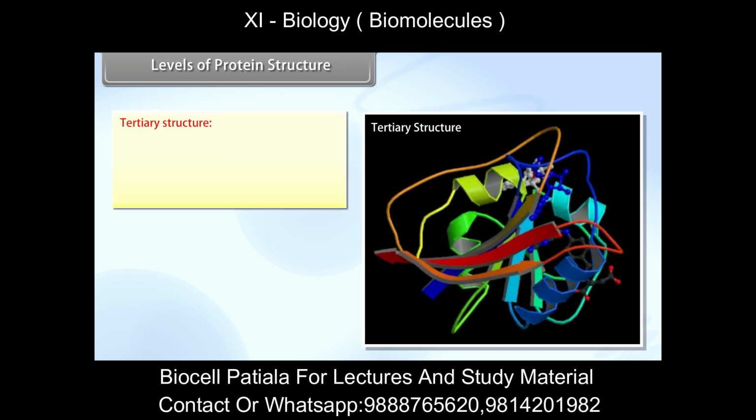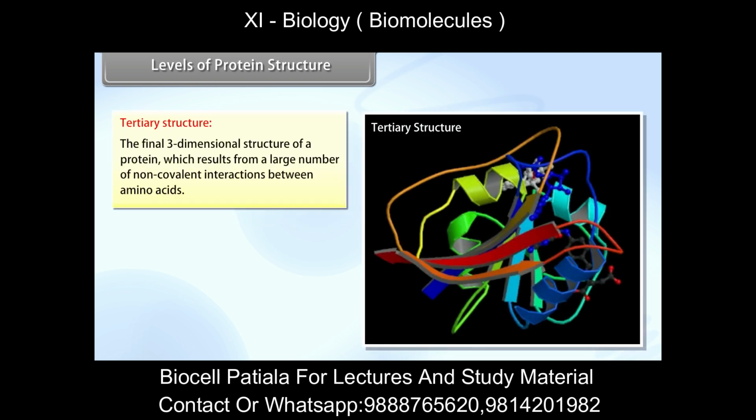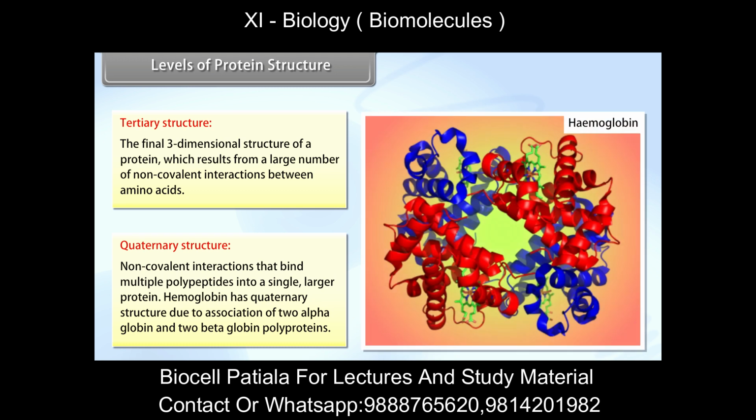Tertiary structure: the final three-dimensional structure of a protein, which results from a large number of non-covalent interactions between amino acids. Quaternary structure: non-covalent interactions that bind multiple polypeptides into a single larger protein. Hemoglobin has quaternary structure due to association of 2 alpha-globin and 2 beta-globin polypeptides.